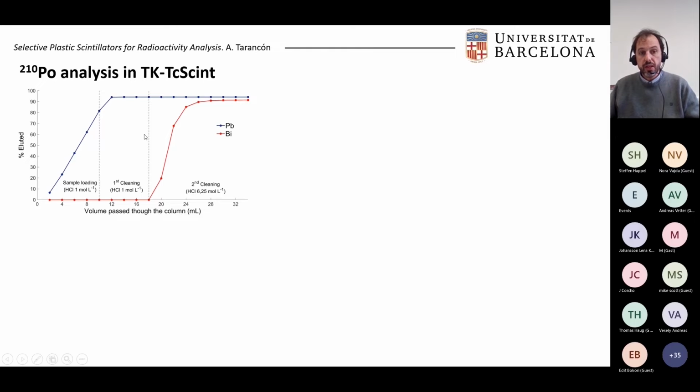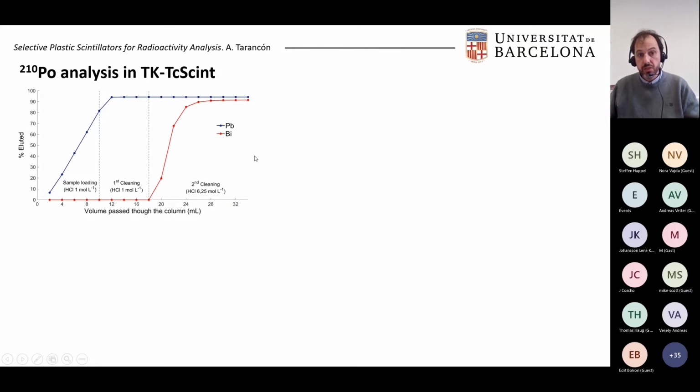So the first thing we studied was the elution of lead and bismuth, as they can be interference in this determination, and we determined that with hydrochloric acid, in sample loading, but also with the first cleaning. Using hydrochloric acid 6.25 molar, we can strip lead to 10 and bismuth to 10 from the column.